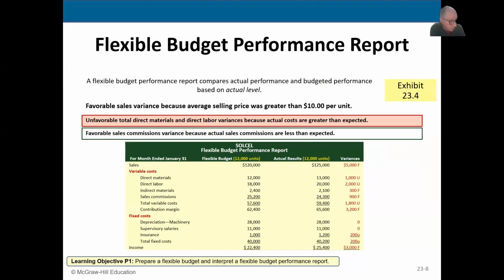Okay, why? You might be wondering, why did that happen? It's like, oh, my direct materials came in higher than expected. Here's the real reason why it happens.